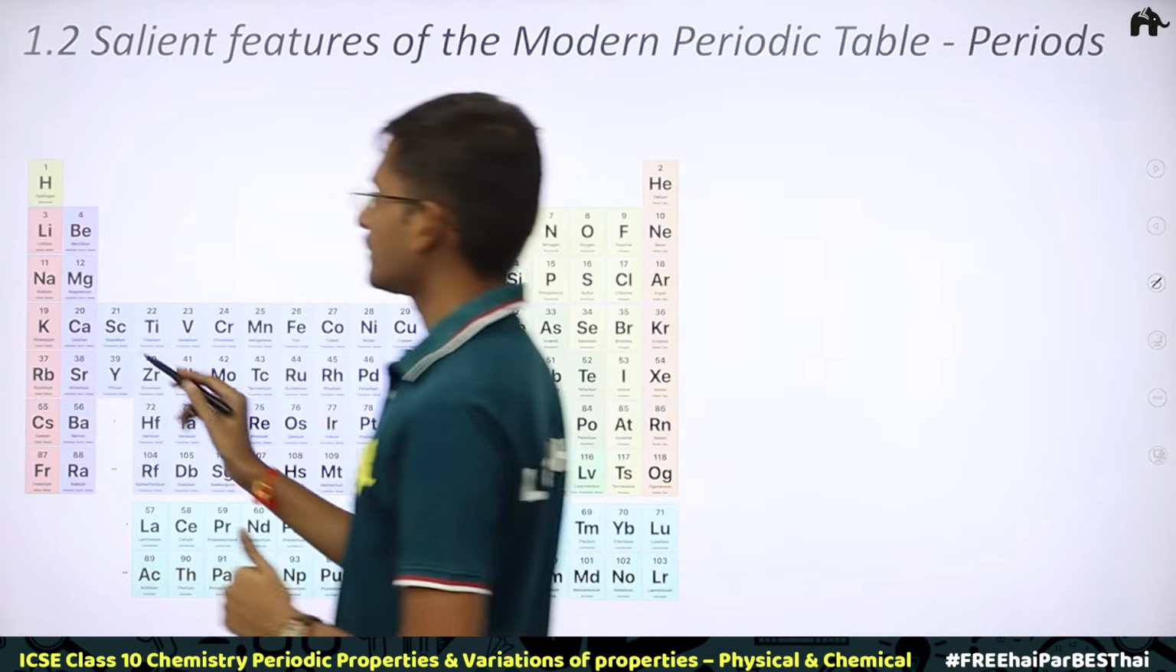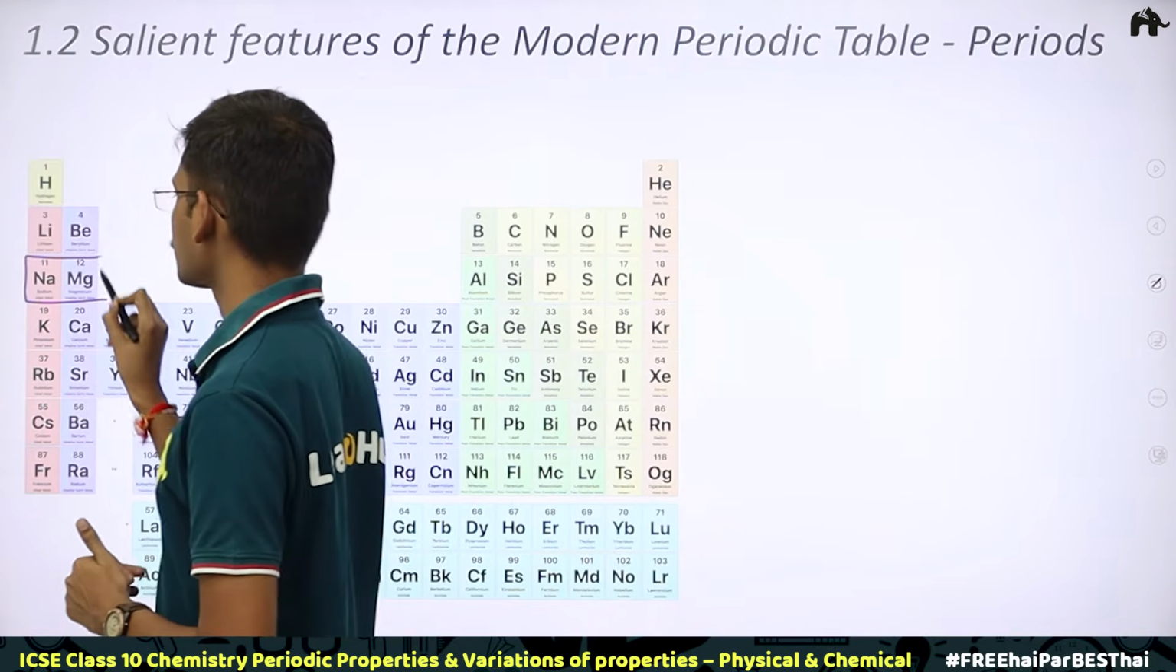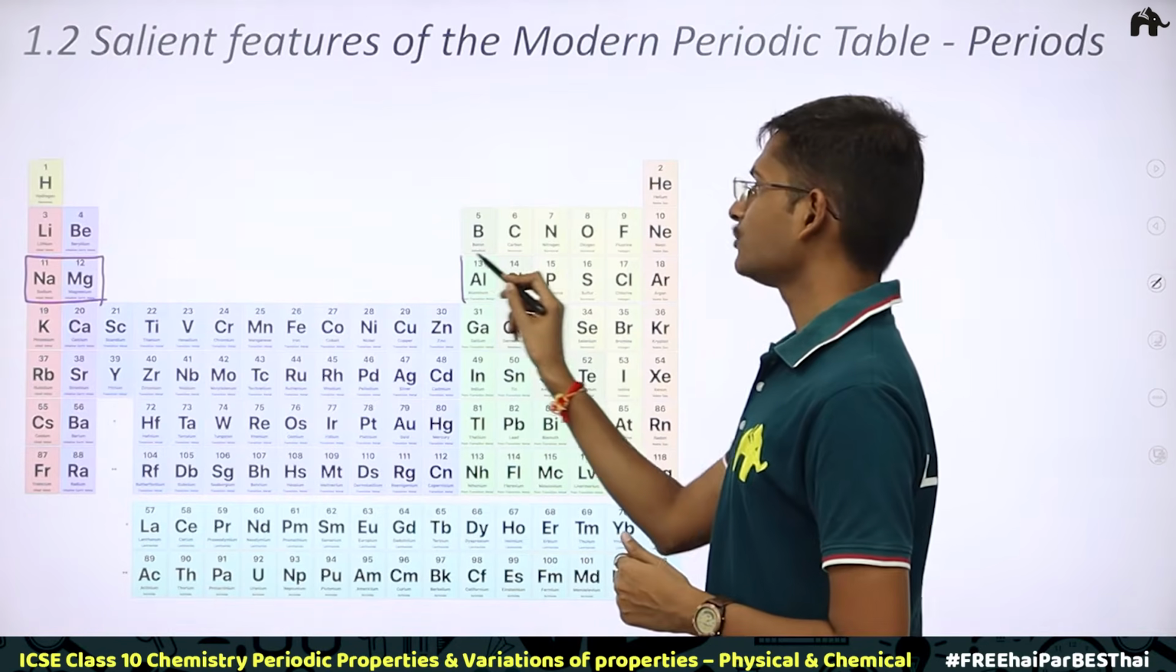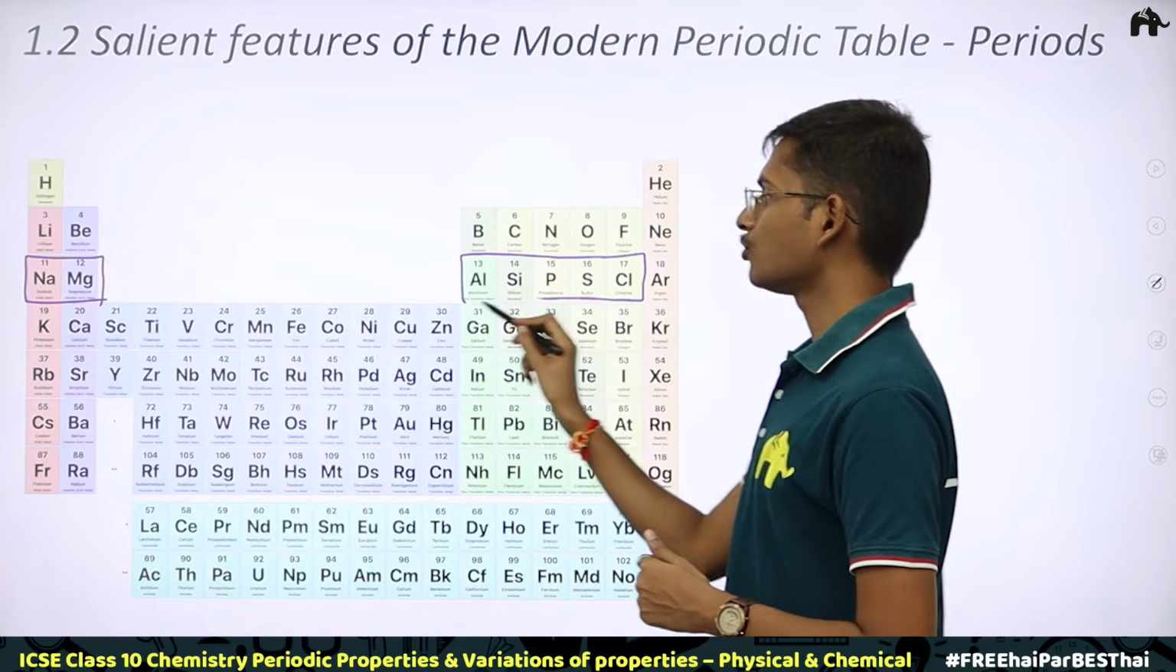Now see these elements of period number 3: sodium, magnesium, aluminium, silicon, phosphorus, sulfur, chlorine, up to chlorine.